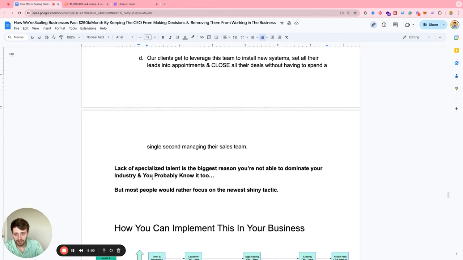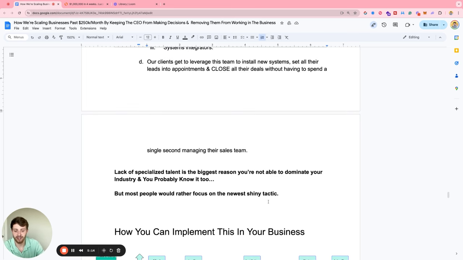And so lack of specialized talent is the biggest reason you're not able to dominate your industry, and you probably know this already. But most people would rather focus on that newest shiny tactic that these people keep throwing around on ads to try and sell people stuff.